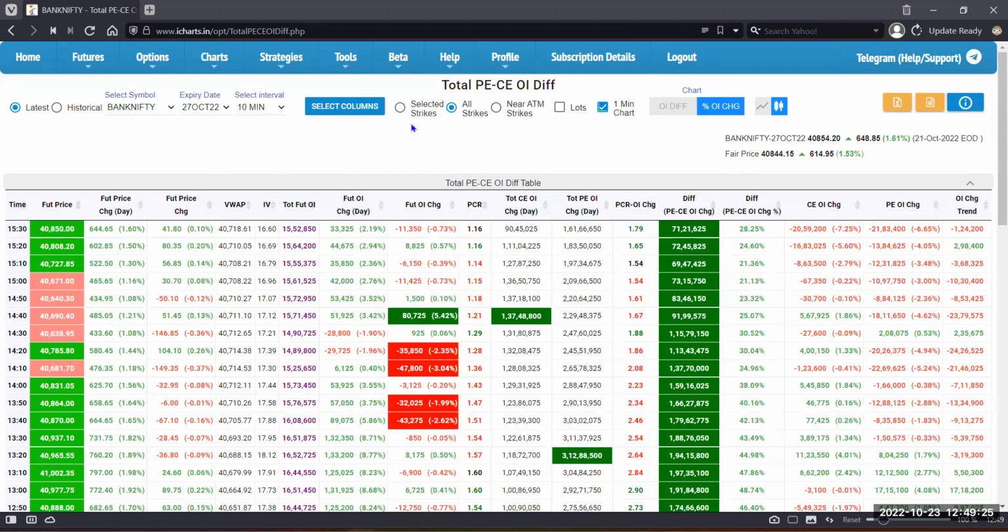The most important thing here, these inputs over here are the key. This is obviously just the symbol, expiry date, and the selected interval.